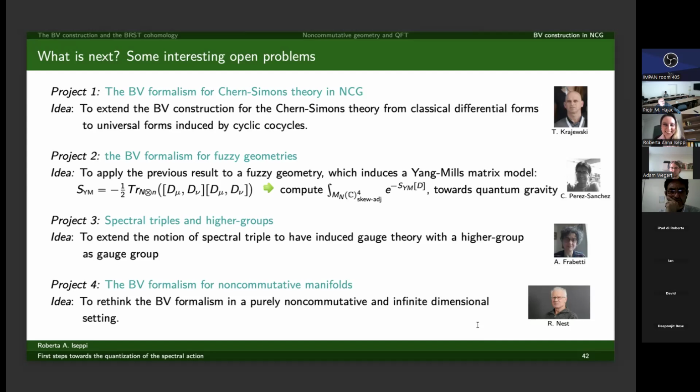So you have Krasetsky, you have Perez Sanchez, okay, fuzzy geometries, Chern-Simons, higher groups, that's Alessandra, and Richard Nest, non-commutative manifolds. Okay, this looks very interesting. Could you please go back to the previous slide?